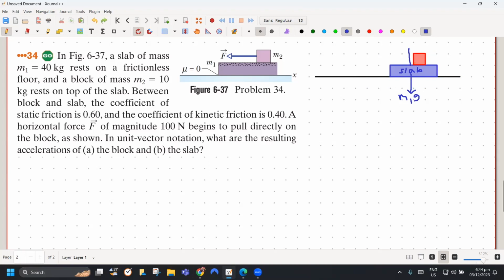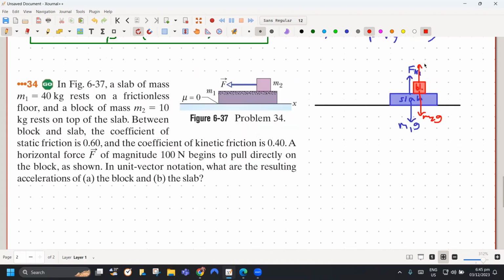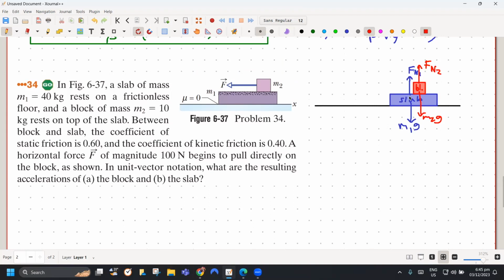Now, we're pulling in this direction. Our assumption here is that the two start from rest, because it gets messy when they don't start from rest. So F pulls on the block, not on the slab.